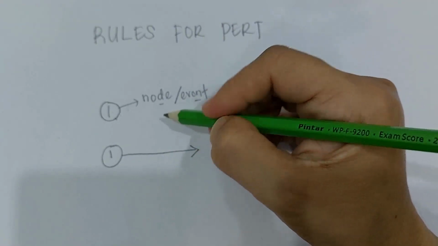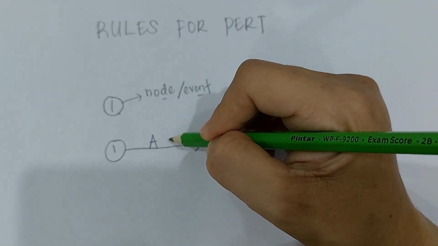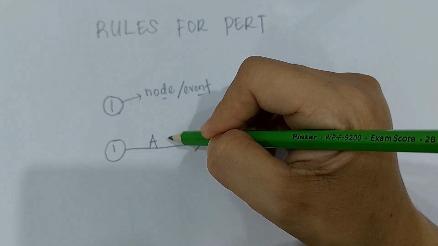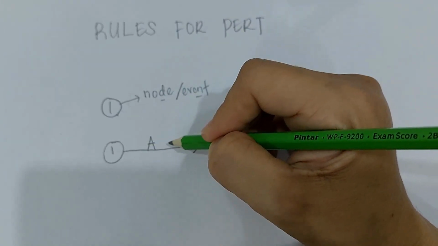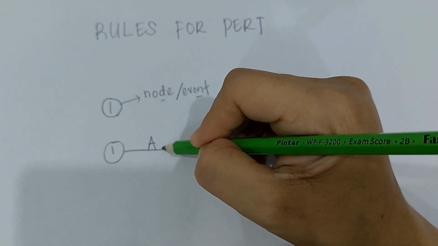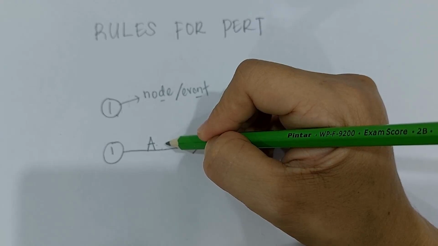So where do we write the activity name? It is written on the arrow. Let's say activity A. In order to complete a project, activity A must be done. So first we draw activity A. It must be on the arrow like this. For example, activity A here takes 5 weeks.